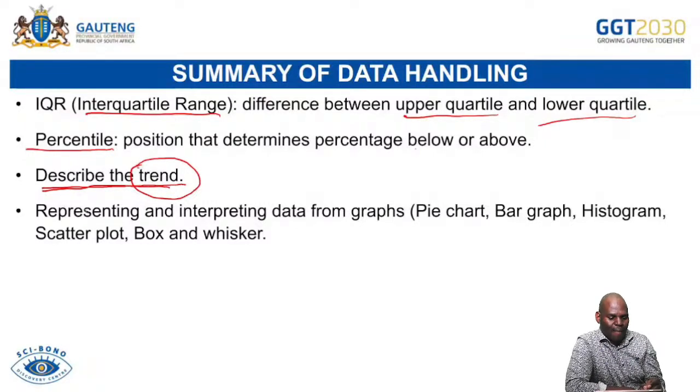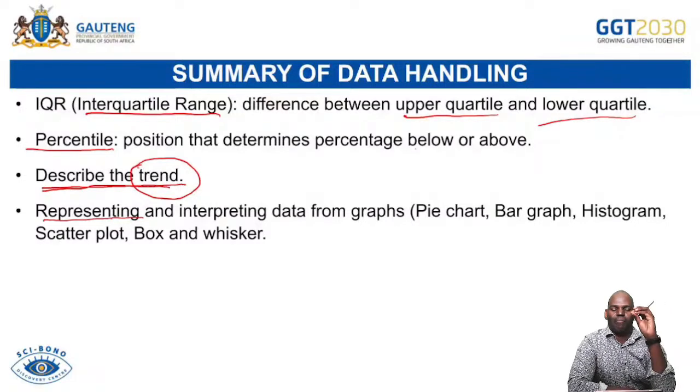And then, of course, boys and girls, you must be able to represent and interpret data. The drawing of graphs, very, very important. The only graphs that you're not expected to draw are pie chart and box and whisker. All those other graphs, they might give you graphs and they ask you questions based on those graphs, or they might give you information, data values, and then they ask you to draw the graphs. So it's two ways.